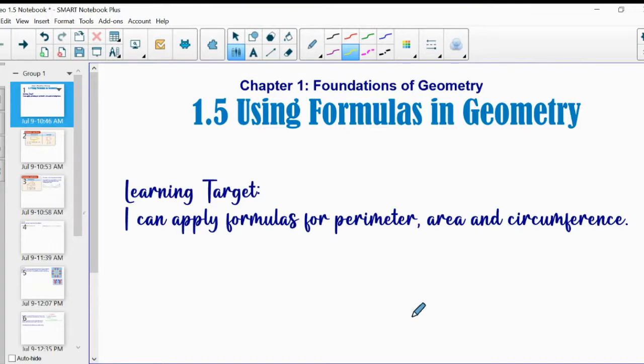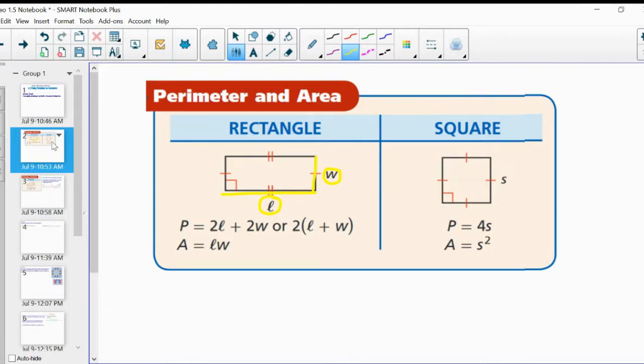So our goal this section, or our learning target, is to be able to apply formulas for perimeter, area, and circumference. I'm going to go through the video without many pauses, so feel free to pause the video whenever you need to stop, take notes, and then hit play when you're ready to go on.